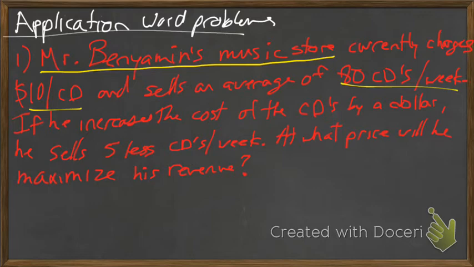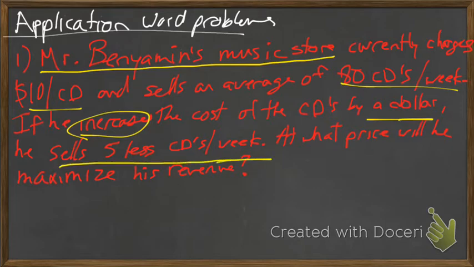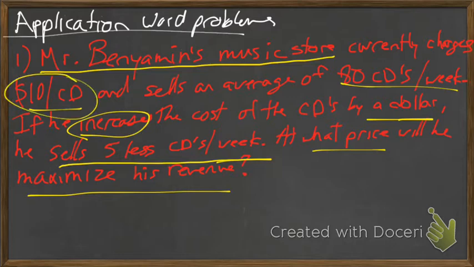If he increases the cost of the CD by $1, he sells 5 less CDs per week, which isn't ideal, but we want to know at what price will he maximize his revenue. Things I want to point out here: $10 per CD is a value we need to know. 80 CDs per week is a value we need to know.